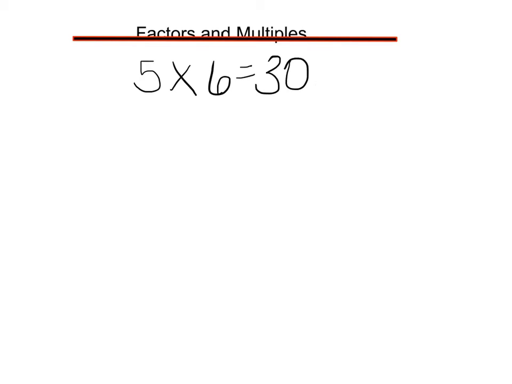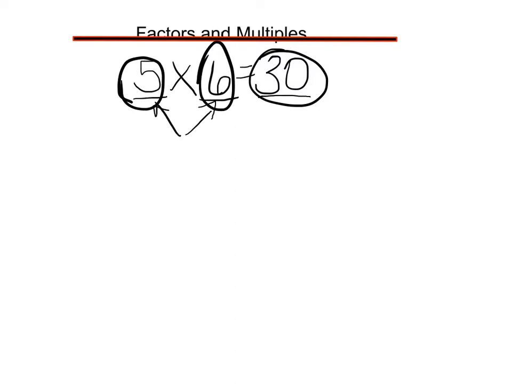So, all right. This, of course, we know is our product. So these are the factors. Exactly. Those are our factors, and that's what we're going to talk about. So if you were given this number, these two numbers would be factors of 30. They're the numbers that multiply together to make another number.